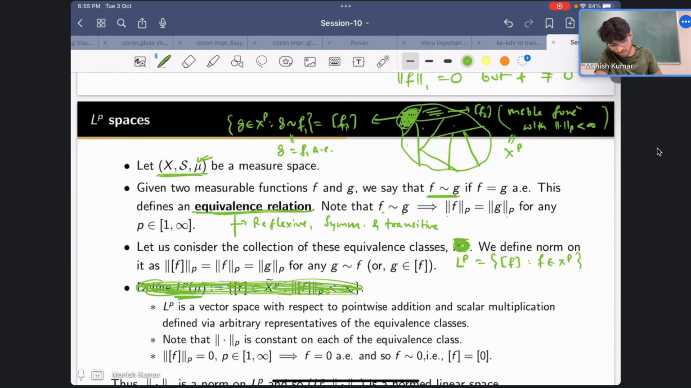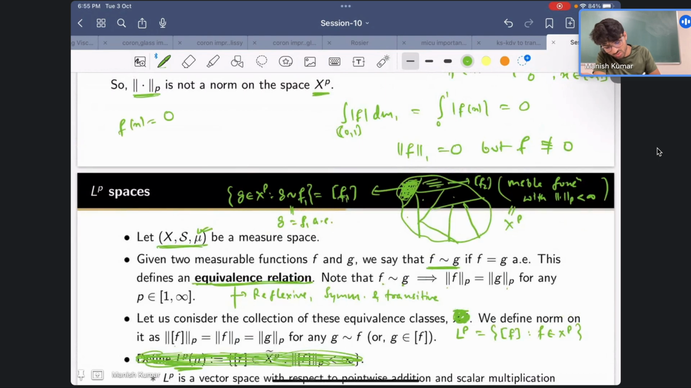So for example, consider the function f of x equal to 0 for x belonging to (0, 1), and consider the function f1, which I defined here: f1 of x is equal to 2 if x is 0, and it is 0 when x is in (0, 1). Now you see these two functions are almost everywhere equal. So they belong to one class, the 0 class, meaning the class of f. Both f1 and f2 belong to the 0 function.